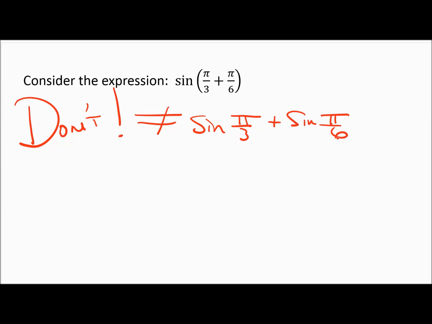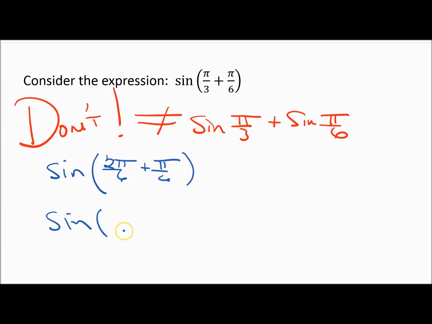I can show you why if we handle this. We can calculate the sine of pi over 3 plus pi over 6. That's equivalent to saying this is the sine of, and we could add these two fractions together by saying pi over 3 is equivalent to 2 pi over 6, plus pi over 6, which is the sine of 3 pi over 6, which is equivalent to the sine of pi over 2.